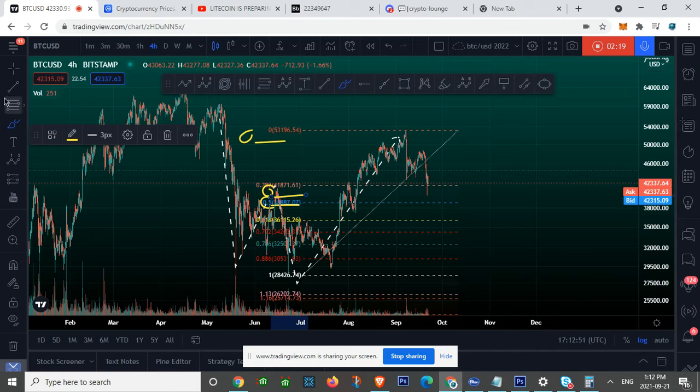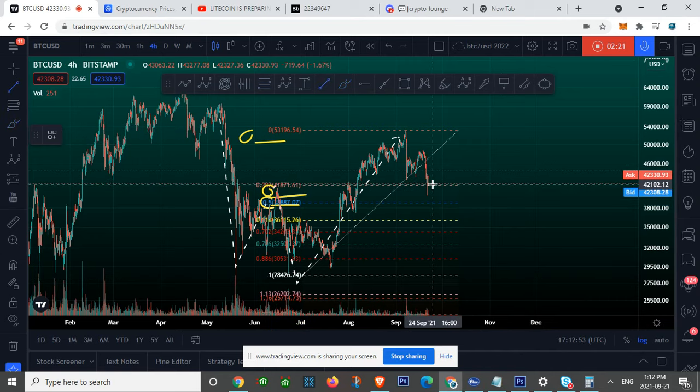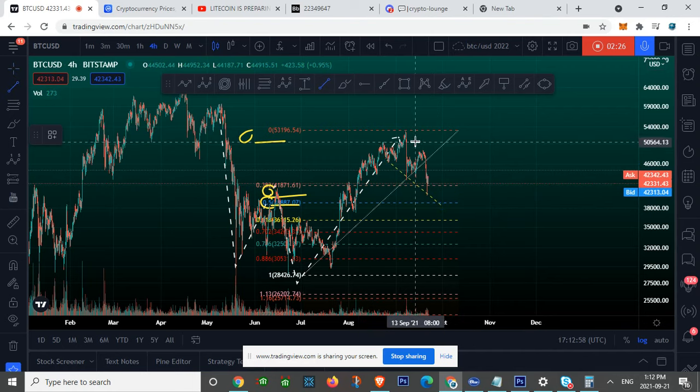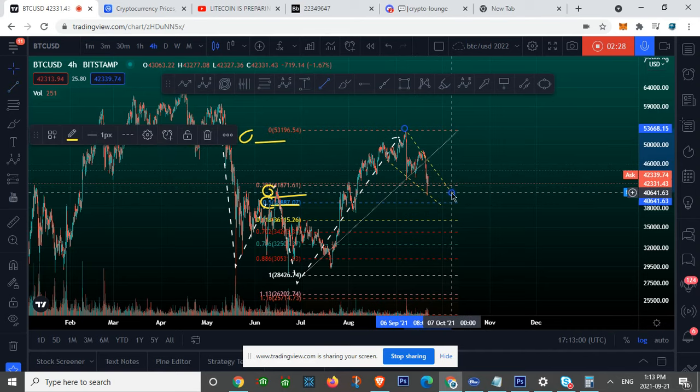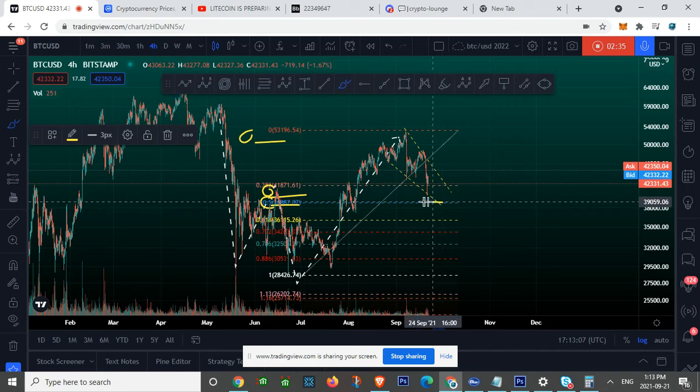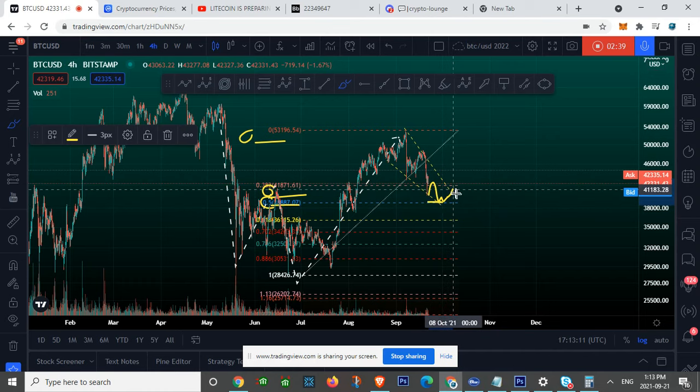So, worst case scenario, if the algorithm wants to be a pain, and it wants to go for a further consolidation to the downside or accumulation, then your worst case scenario is give or take around $38,000. All right, so right here would be your bounce to the upside, something like this maybe, and up we go.